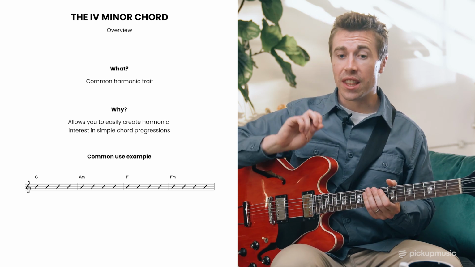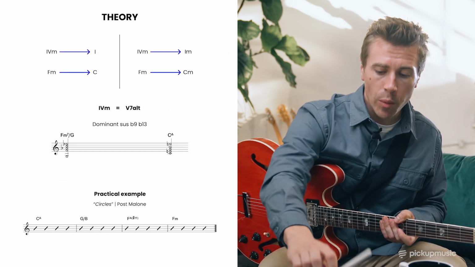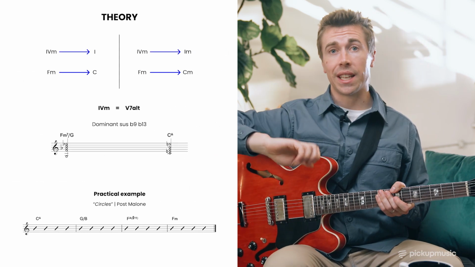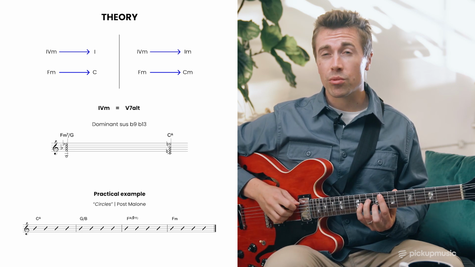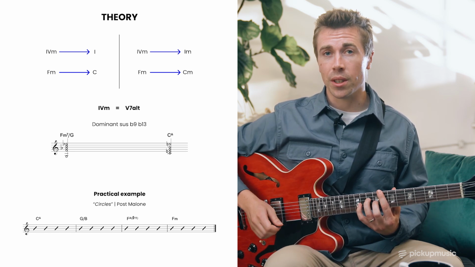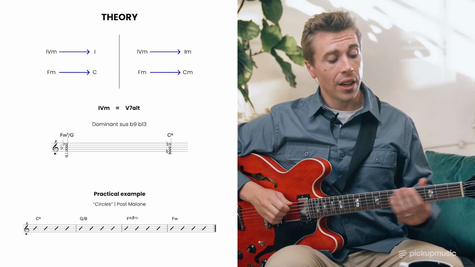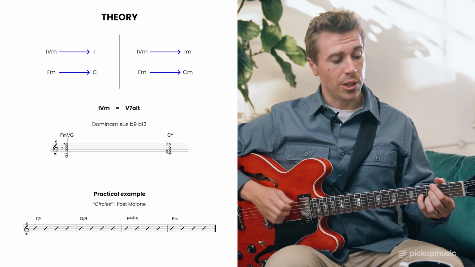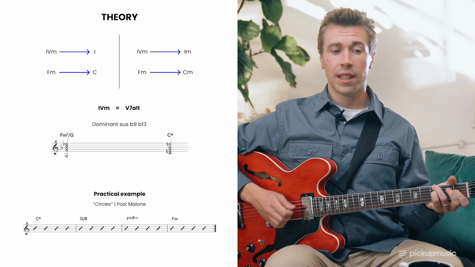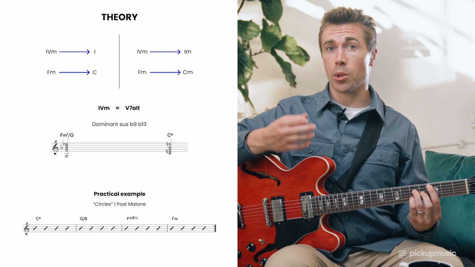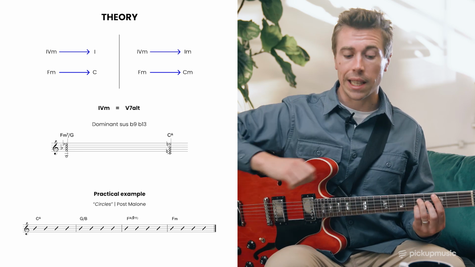So I'm going to show you the theory of why that works. So when you do the 4 minor, you're doing a chord that is outside of the key, and it's really creating a stronger movement to the 1 chord, because it's the equivalent of taking a dominant chord and doing a dominant with a flat 9 and a suspended 4th to lead to the 1, which is a much more colorful and convincing way to lead back to the 1 chord.